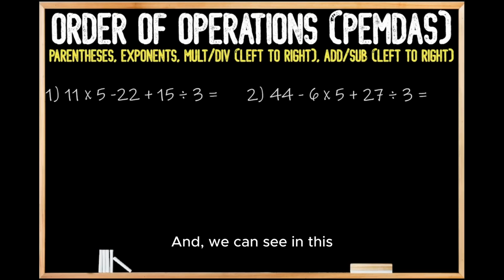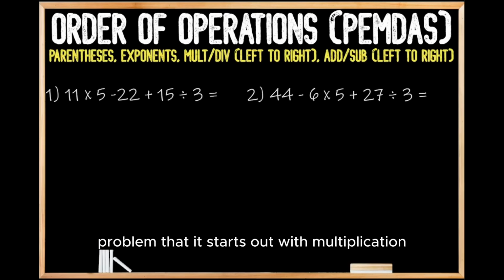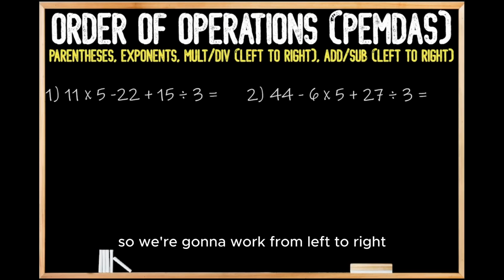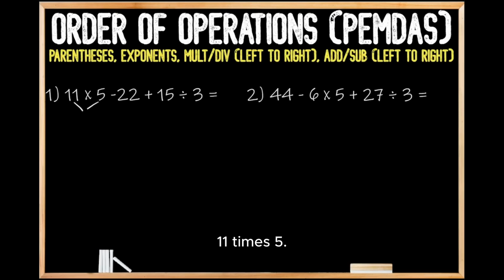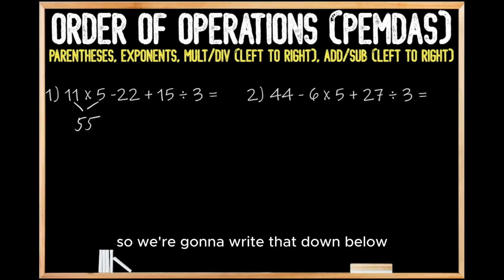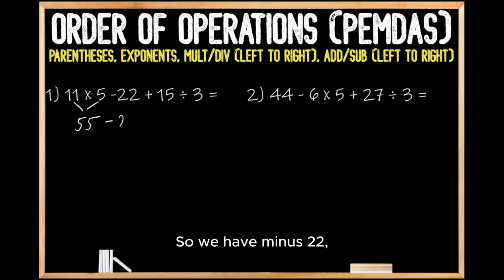And we can see in this problem that it starts out with multiplication. So we're going to work from left to right, and first we're going to multiply 11 times 5. Well, we know that that gives us 55, so we're going to write that down below, and then we're going to bring down the rest of this problem. So we have minus 22 plus 15 divided by 3.